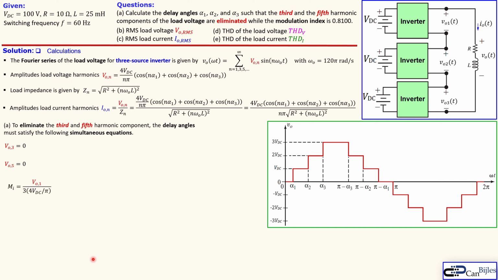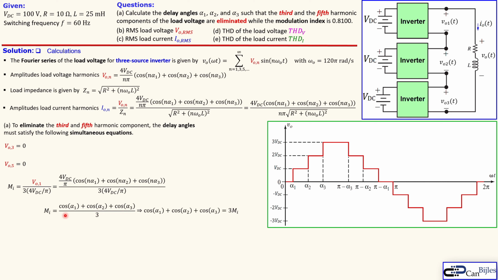And we need the modulation index, which is 0.81, and the modulation index was given by this expression, and that can also be written like so. And that can then be reduced to this expression, so you can also use this directly. You see here alpha 1, alpha 2 and alpha 3 already appearing, divided by 3 because we have 3 sources. Also rewrite this, so we have cosine alpha 1 plus cosine alpha 2 plus cosine alpha 3 equal to 3 times the modulation index.